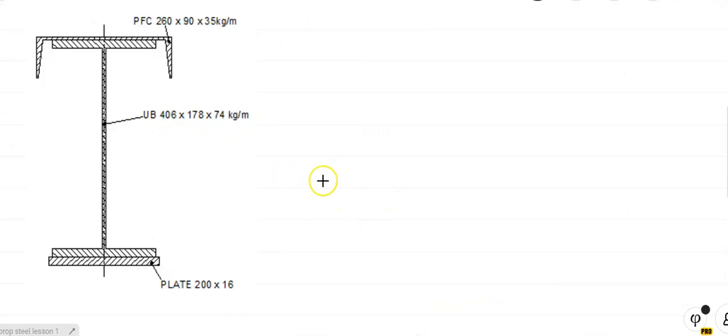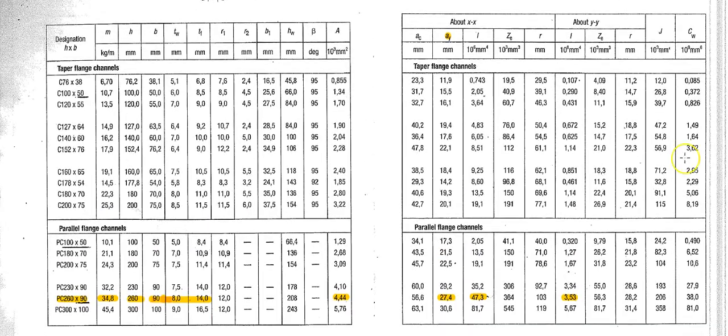Now for the channel, if I go down to the channel quickly, it's a parallel flange channel. There's its name, and unlike the I section, its name is PFC. It's 260 by 90, and its depth is exactly 260, and its flange width is exactly 90. And there's its web thickness, its flange thickness, and its total cross-section area.